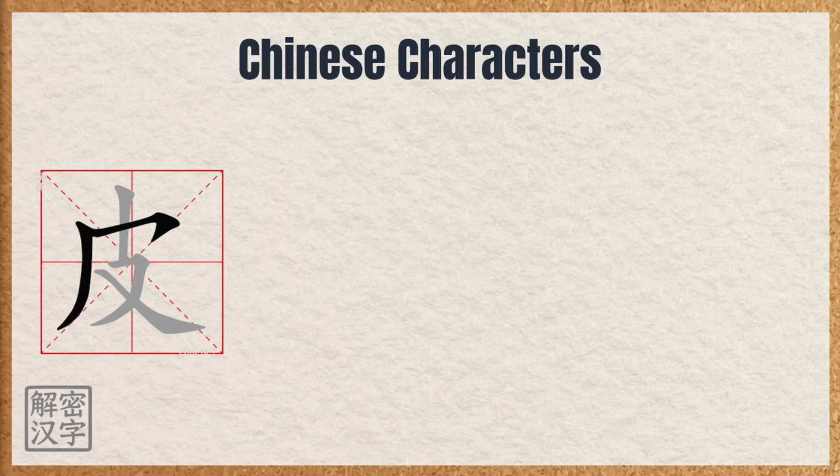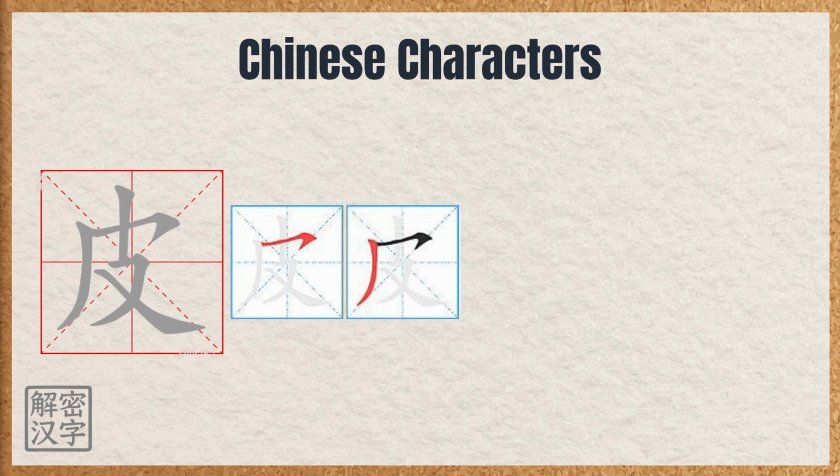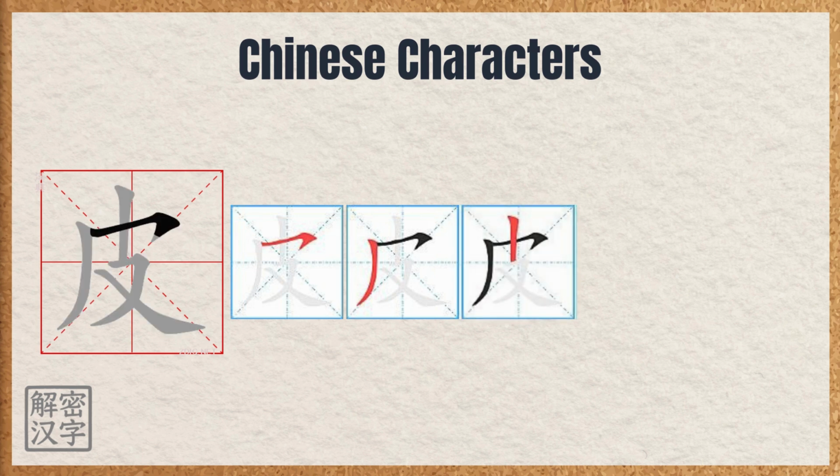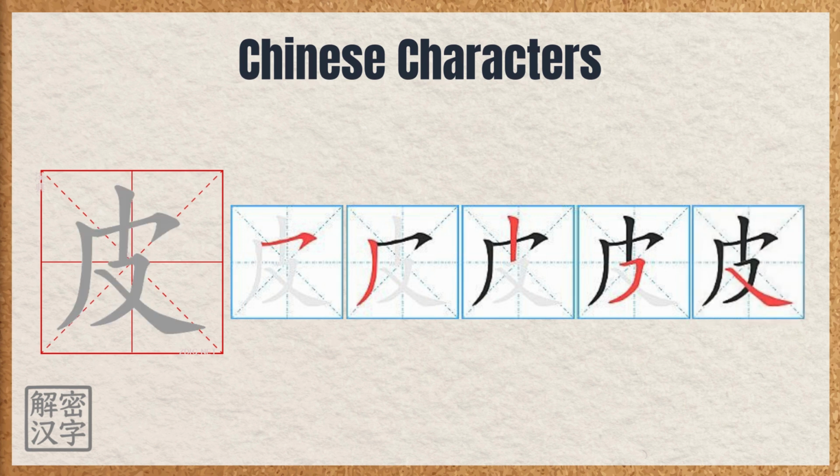First, start on the left side of the upper part of the grid and write a horizontal, then left falling stroke. Next, starting from the beginning of that stroke, write a left falling stroke downward. Then, from the middle of the first stroke, write a vertical stroke and make sure it doesn't go past the middle line of the grid. After that, start from the lower middle part of the vertical stroke and write another horizontal, then left falling stroke. Finally, starting from the beginning of the second stroke, write a right falling stroke to finish the character.